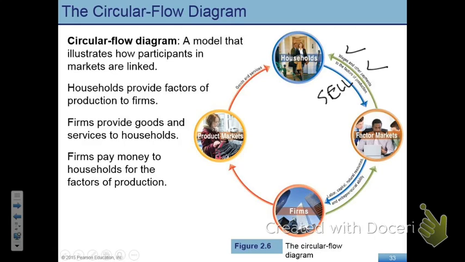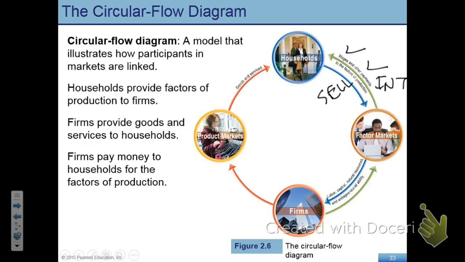There are also some other payments that our household will receive. They are called interest rates, which is not here because it's mainly a macro concept. Interest rate is the payment for the capital that the household rents to our firm.